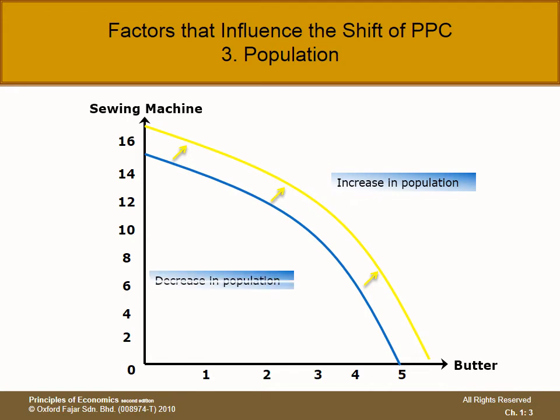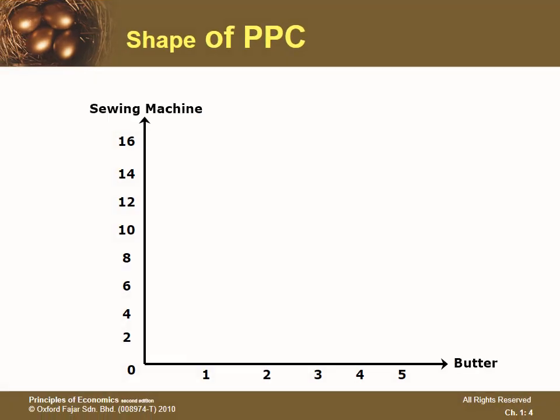This is because of the increase in population. If we say there is a decrease in population, it means you have to shift the blue one, the original PPC, leftward. You can see that the number of production will decrease because of the decrease in population. From 15 it will decrease to 12, and from 5 butter it will decrease to 4. This is because there's a decrease in population.